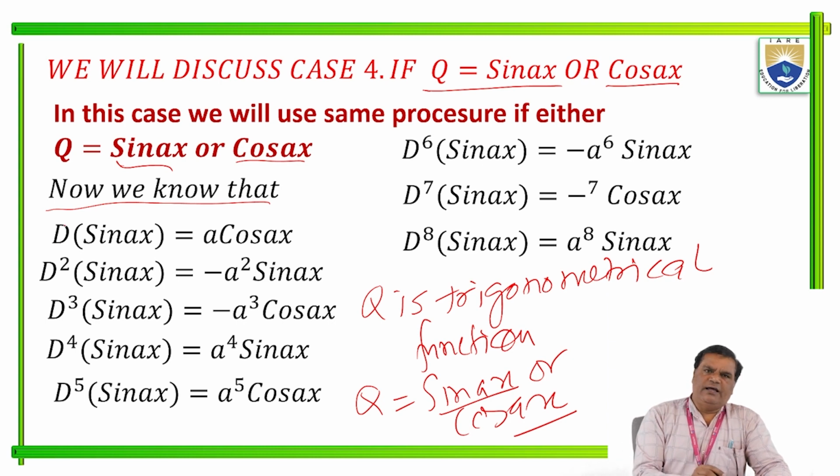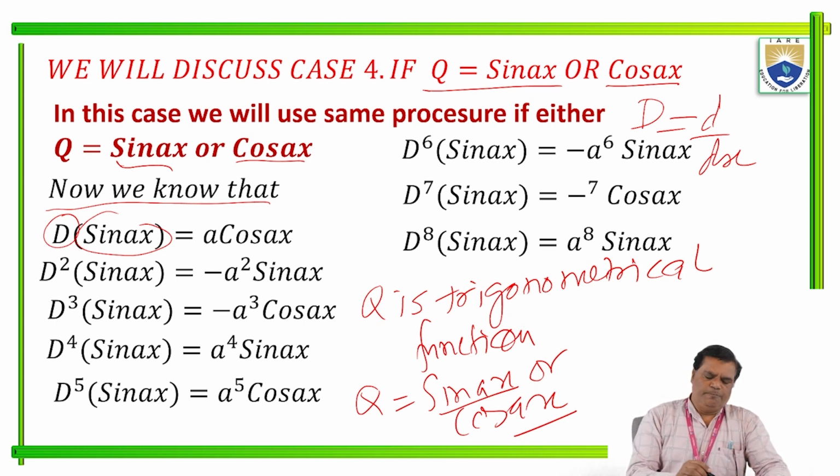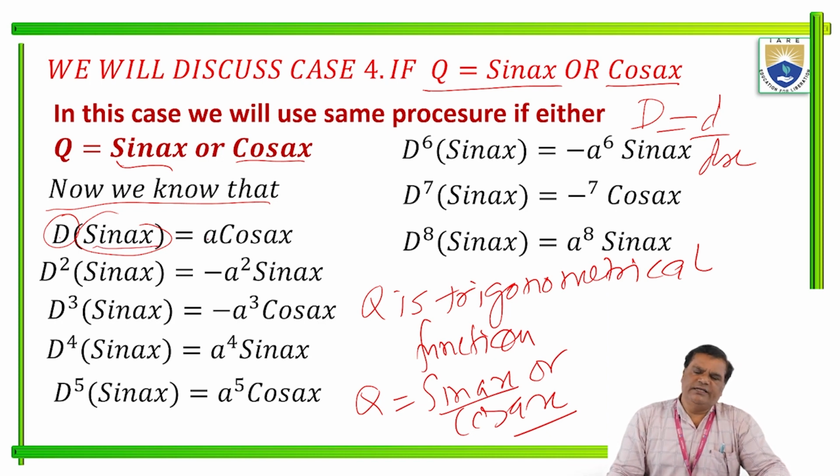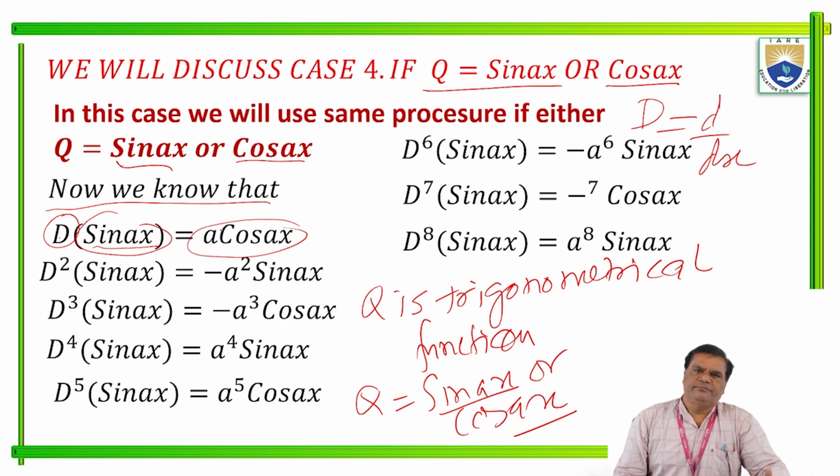First of all, I am differentiating sin ax with respect to x. Here D is d over dx. The differentiation of sin ax with respect to x gives cos ax, and for ax, the differential of x is 1 and a is multiplied, so the total differential is a cos ax.